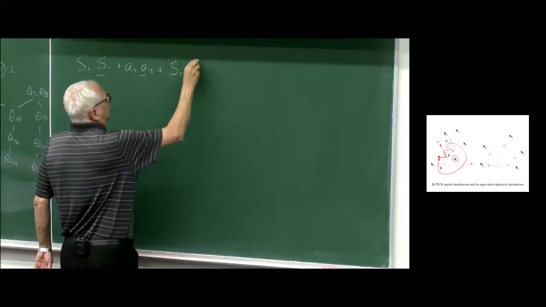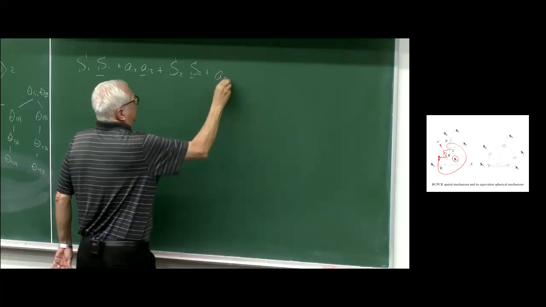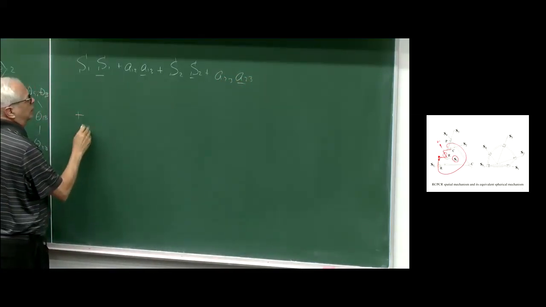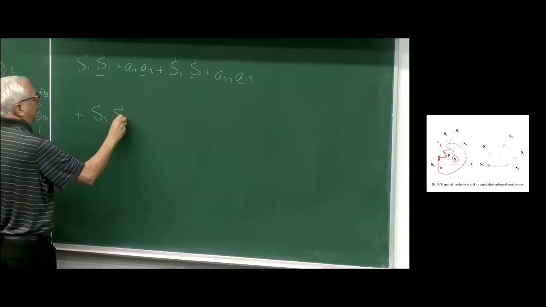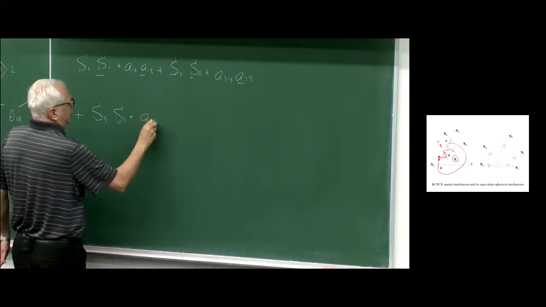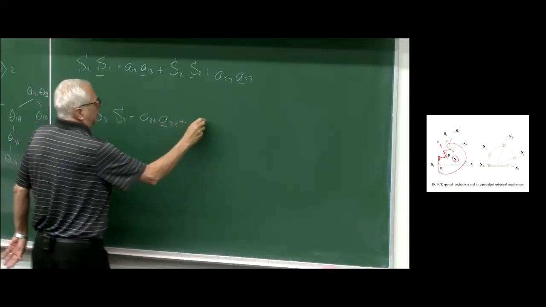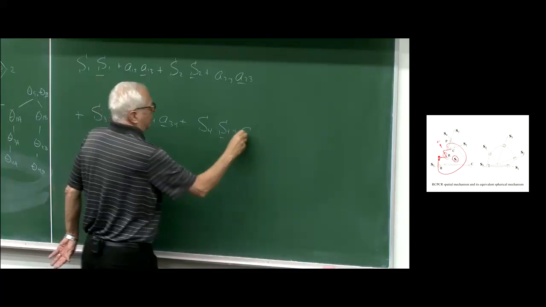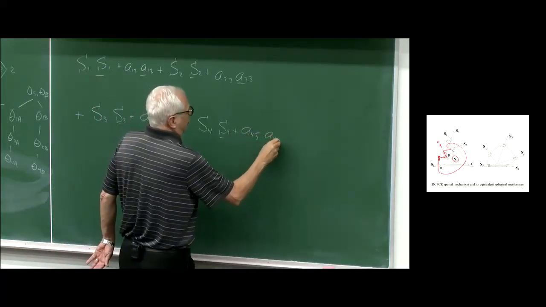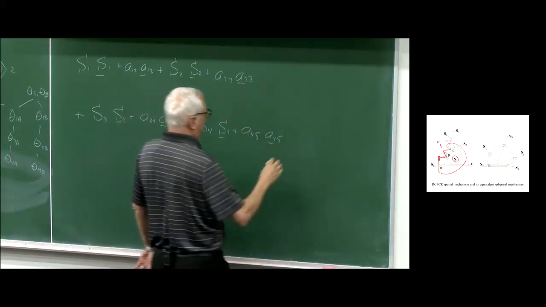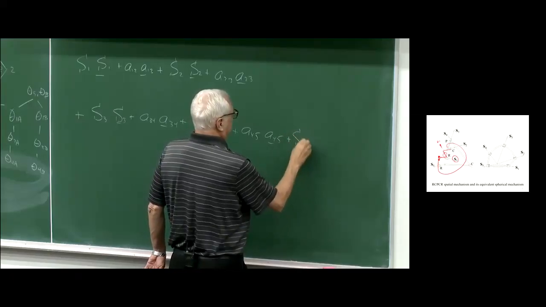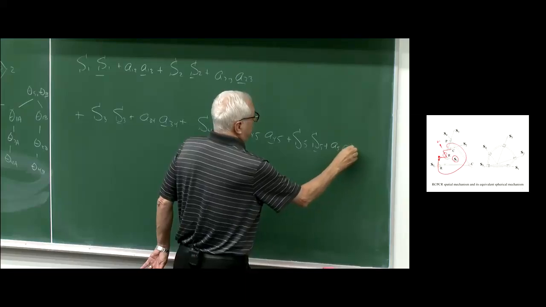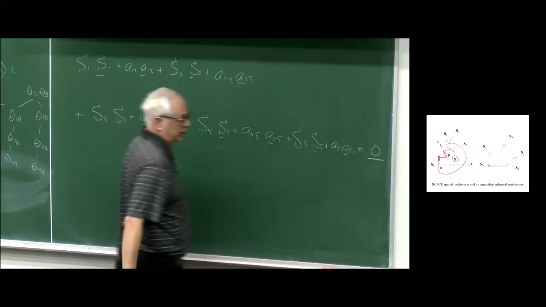plus S2 plus A23 plus S3 along that unit vector, plus A34 plus S4 plus A45. Kind of wishing I would have put one more term up top here, but we'll make it. Plus S5 plus A51 times A5. And finally, I get the zero vector.